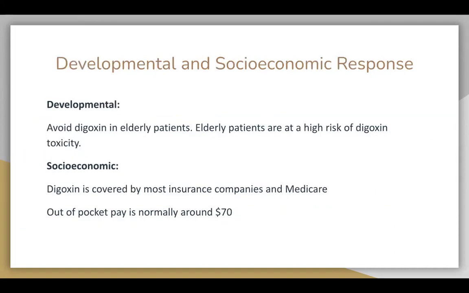A developmental response to digoxin is that it is contraindicated in elderly patients. This is because they are at an increased risk of digoxin toxicity. Kidney function declines in elderly patients, so there can be issues with the excretion of the drug. Also, there are comorbid conditions common in elderly patients, such as COPD, that can increase the risk for digoxin toxicity.